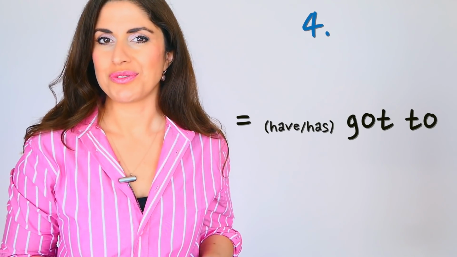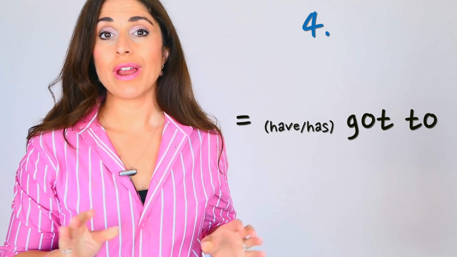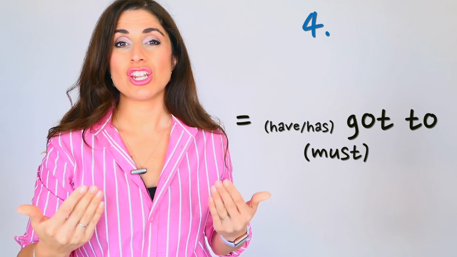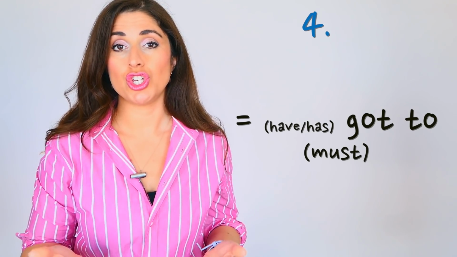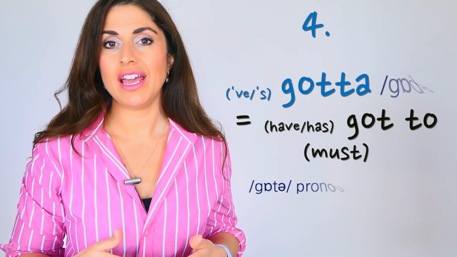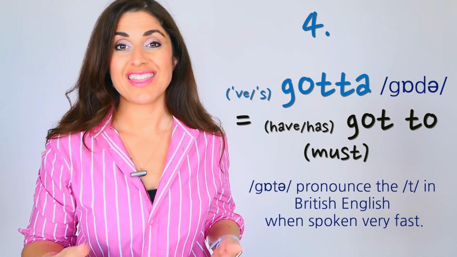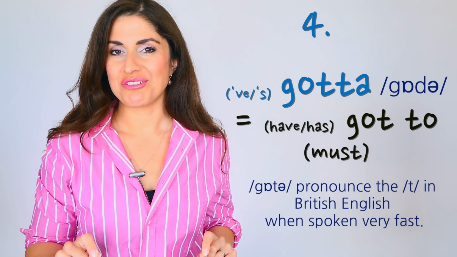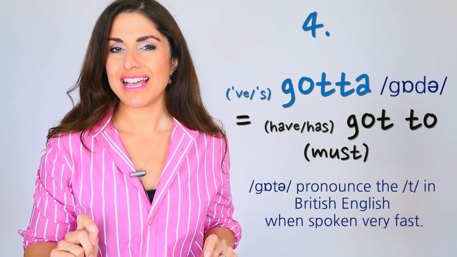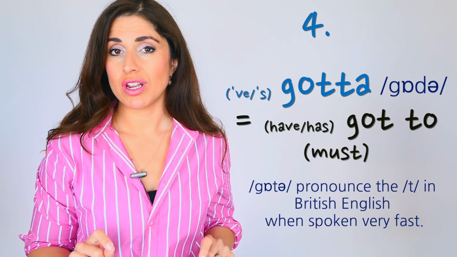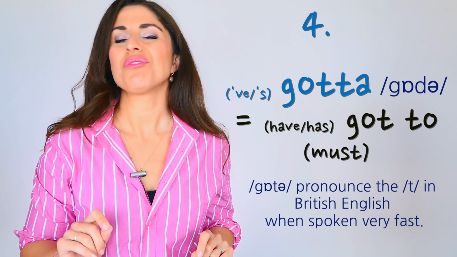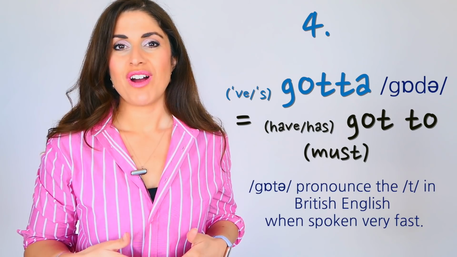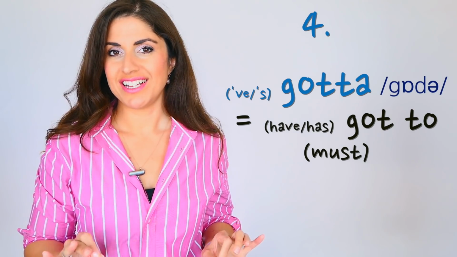I have got to. Or even I must. So here we're looking at a reduction that essentially is an obligation, something you need to do. I've gotta. She's gotta. They've gotta. Listen very carefully. Can you hear a T sound? Probably not. What sound can you hear? I've gotta. So there we've replaced the T with a kind of lazy D sound. So rather than gotta, gotta.